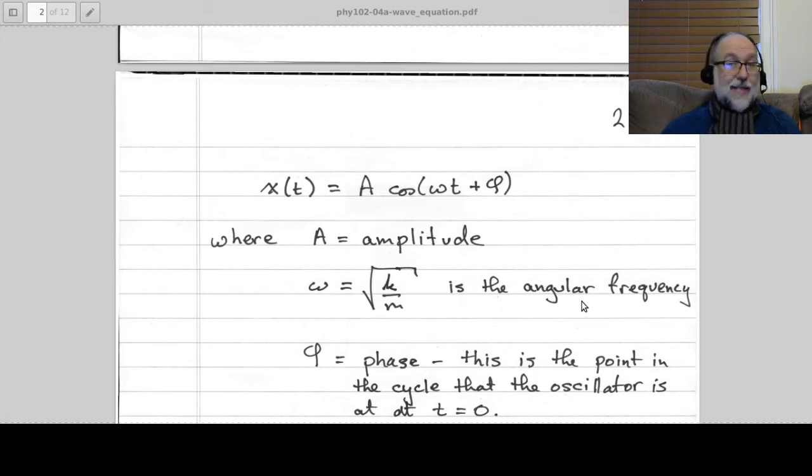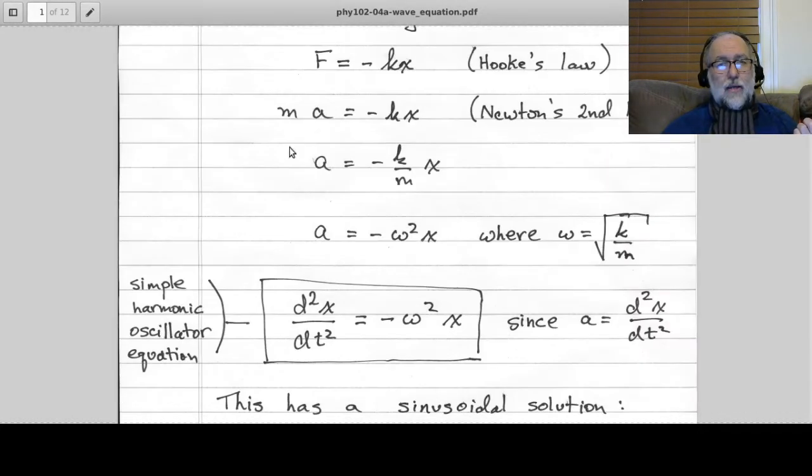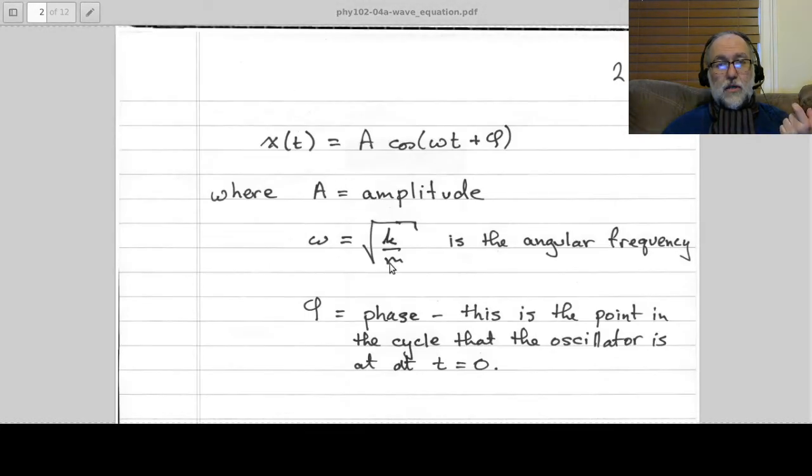Angular, so it's a frequency, but it's angular because it's got an extra 2 pi in there because it's inside of a cosine. Okay, and so omega is this angular frequency. And remember how I defined omega? Omega squared was k over m. Omega is the square root of k over m, and so the angular frequency turns out to be just the square root of the spring constant, how stiff the spring is, divided by the mass.